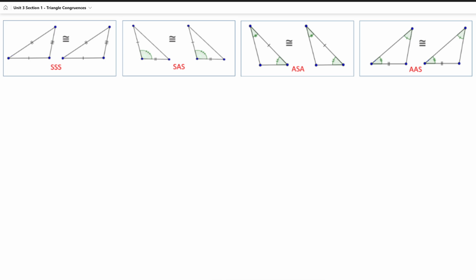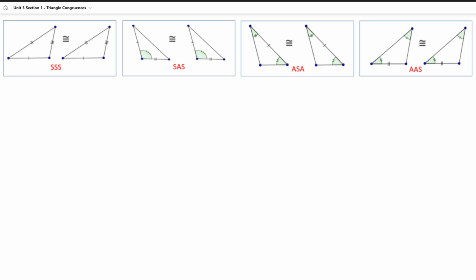In today's video, we're going to be talking about triangle congruences. Now, before we get into what I have on the board, I just kind of want to talk about what is congruent, or what does congruent mean? If two triangles are congruent, that means all of the sides and angles are equal.